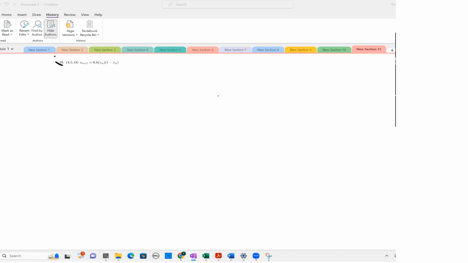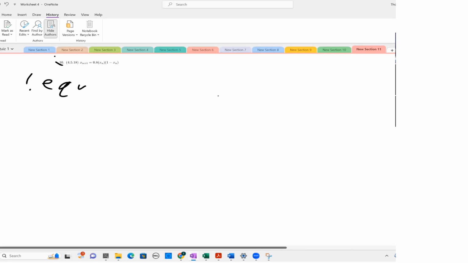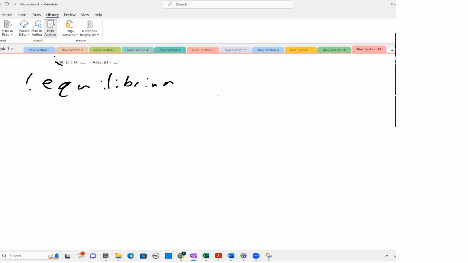So in this example, we are given a logistic equation, and we're asked to solve for two things. One, equilibrium. And two, stability. So to solve for stability, we first need to know our equilibrium. So the first thing that we're going to do is calculate our equilibrium points. Then we're going to calculate stability.